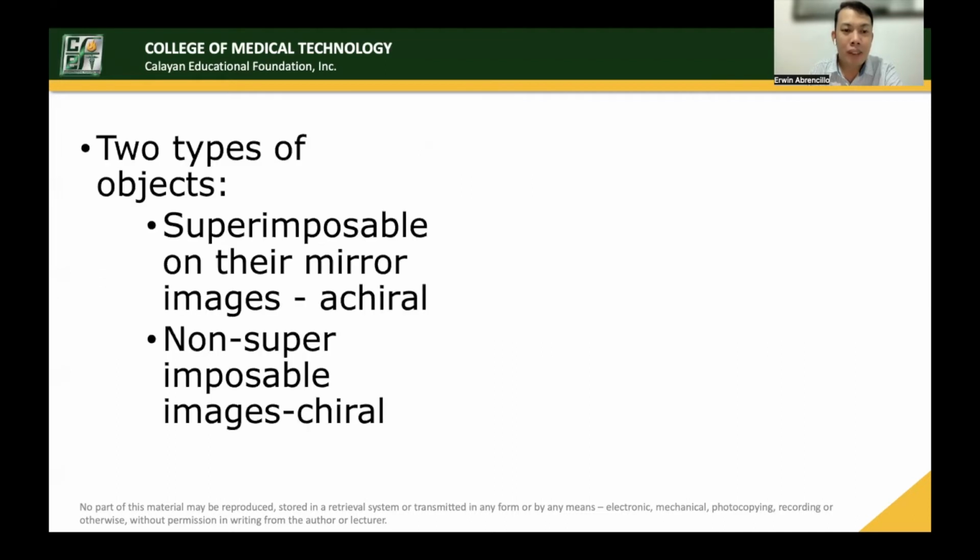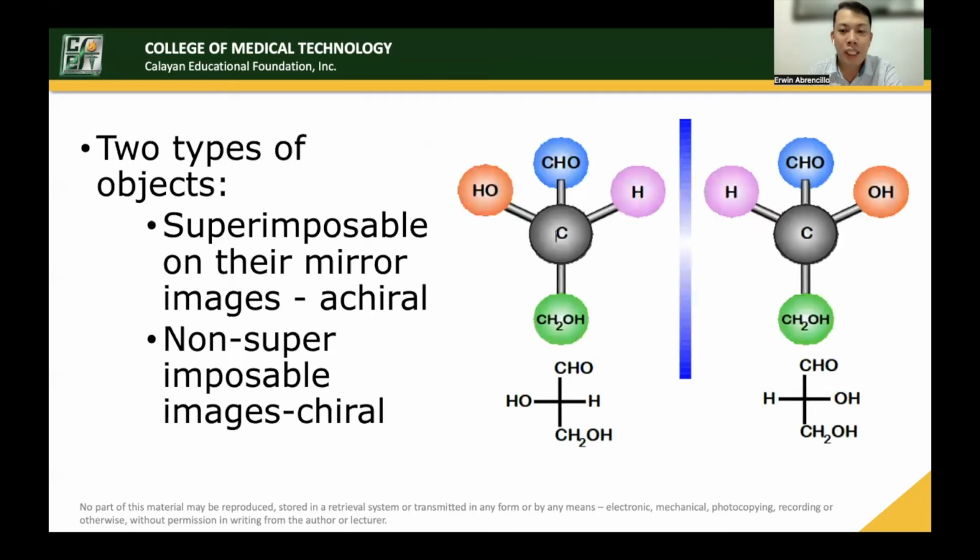There are 2 types of objects. Generally, I am not referring to monosaccharides only, but any other objects that we have. There are the ones superimposable on their mirror images, known as achiral, and the non-superimposable images, or chiral. Just like this one, this could be a mirror image. The one on the left is the original and its mirror image is the one on the right.